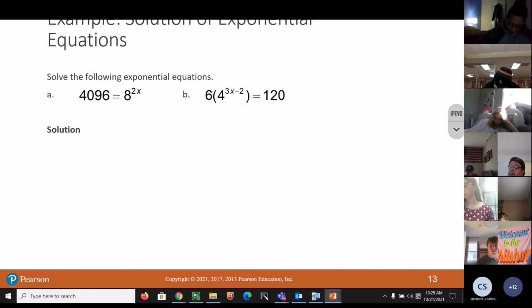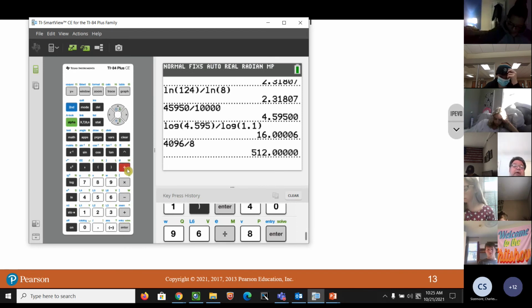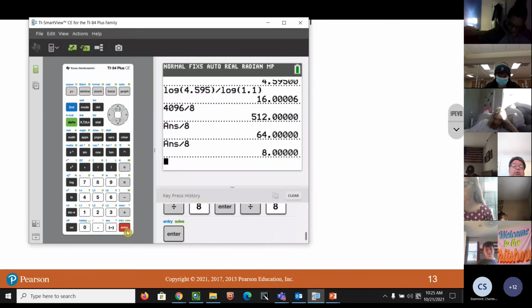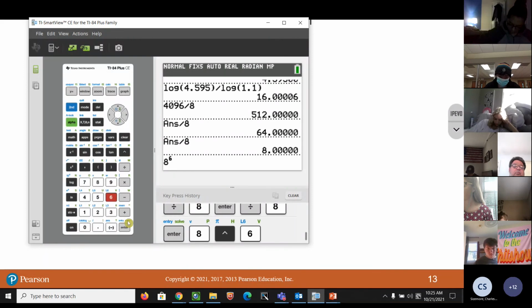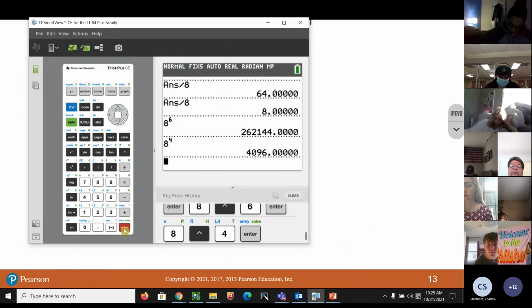The first thing I would do, well, 4096, I think that's divisible by 9, isn't it? Sorry, did I say 9? 4096 is divisible by 8. And that's divisible by 8. And that's divisible by 8. So it should be 8 to the 6th power. What's 8 to the 6th power? Nope, 8 to the 4th power. So I can rewrite this as 8 to the 4th power is equal to 8 to the 2x.